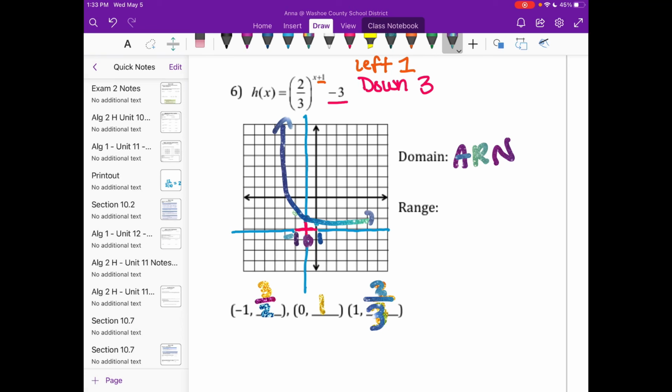Okay, domain, all real numbers. Our range, let's look at our asymptote. Ooh, I did not put it in. I apologize. Squiggly line. Well, I had to go down 3, so that means that my range, everything is still above. So we're going to do y is greater than still. And then everything is above -3, so we're going to put -3 right there.